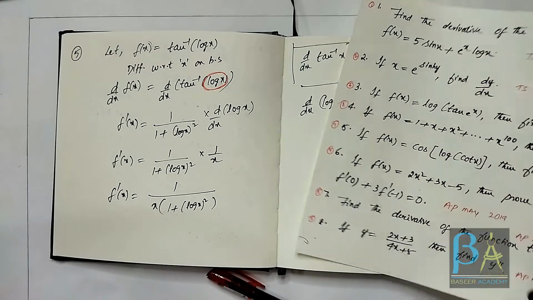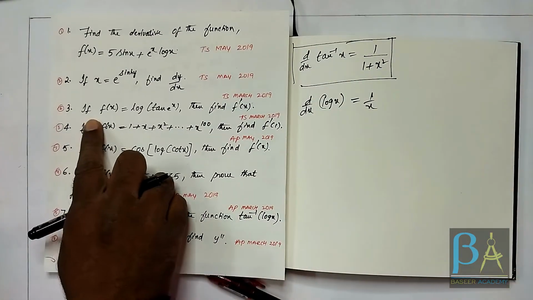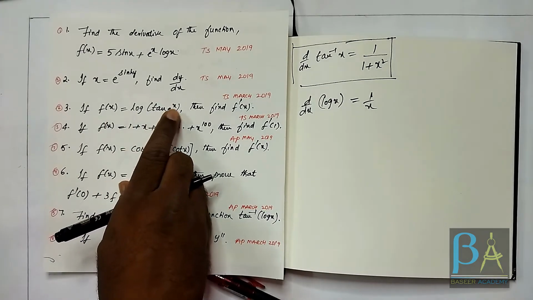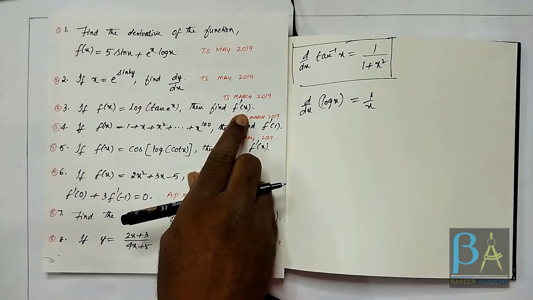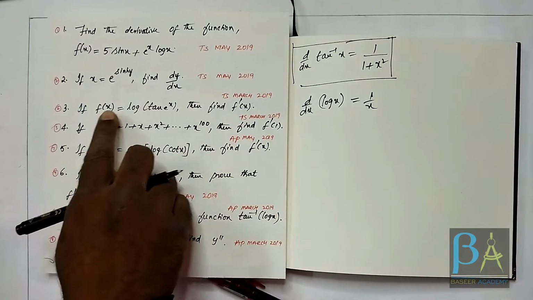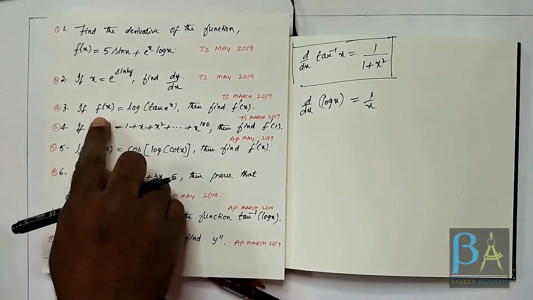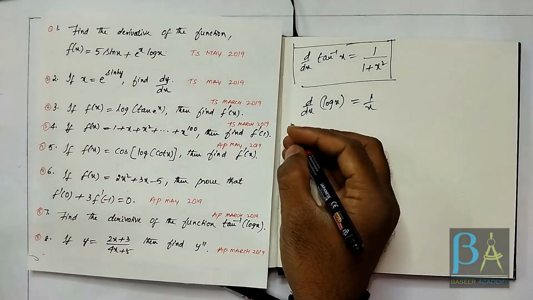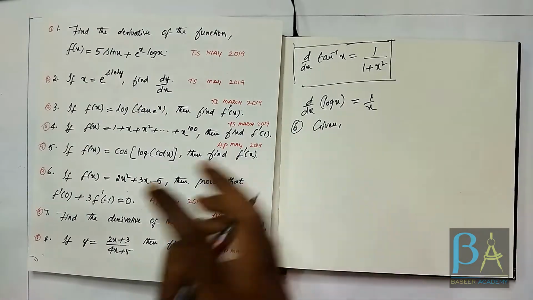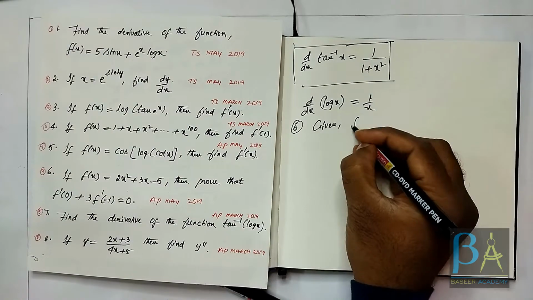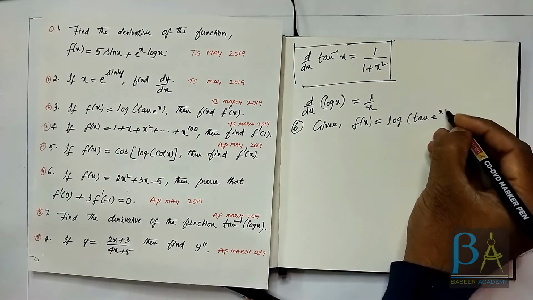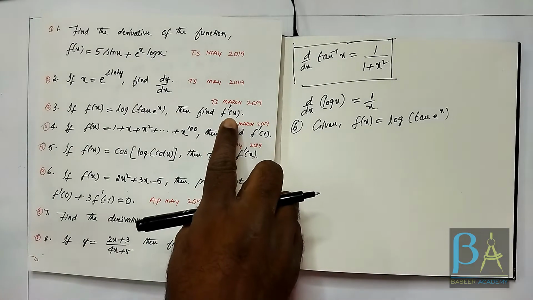Let's move on to the next question here. I have another question which says f of x is log of tan e power x, and I'm supposed to find out f dash of x. How do you get f dash of x? If you differentiate f of x, you end up getting f dash of x. So I have to differentiate the function. Let's first begin by writing what is given to us. It says f of x is equal to log of tan e power x, and we are supposed to find out what is f dash of x.